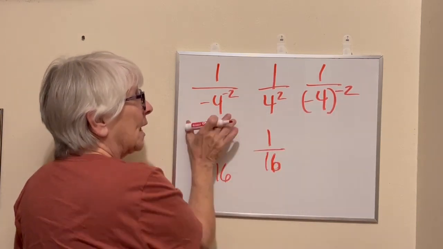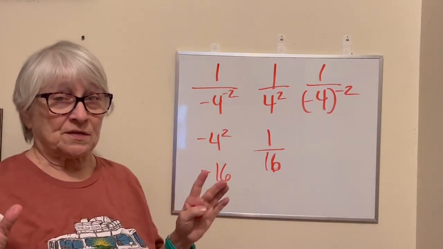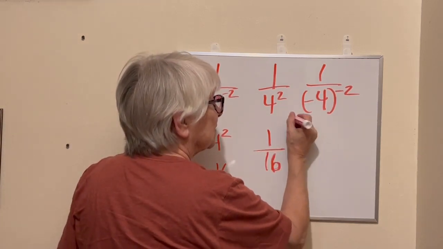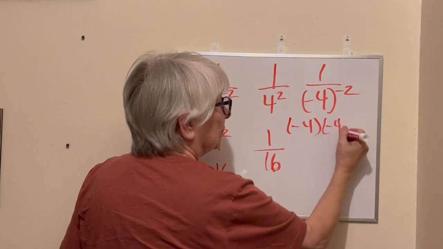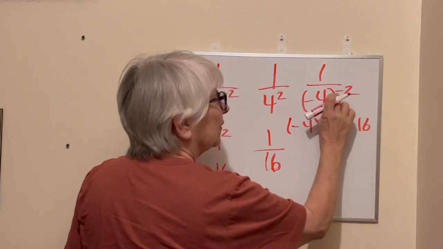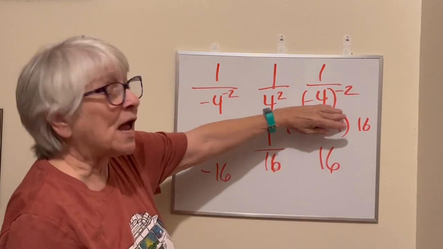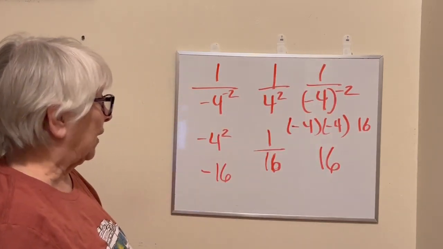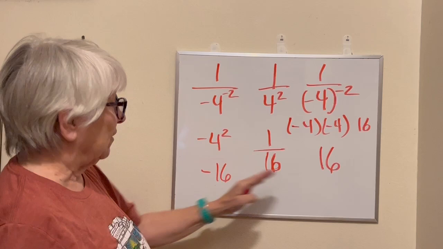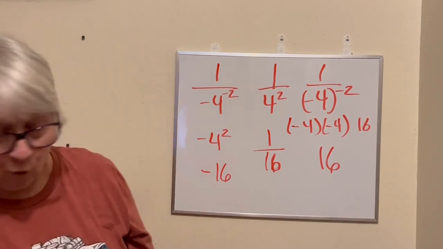Now this one looks a lot like this one. It has a negative sign, a 4, a negative sign, and a 2, but it has parentheses. And remember, when you have parentheses, the negative sign is part of the base. And -4 times -4 is 16. But this negative exponent brings it to the top. So that one is 16. It doesn't stay in the denominator. The negative sign brings it to the numerator. So 3 different problems looking similar, 3 different answers. So there are a lot of details that you have to look for in these problems.